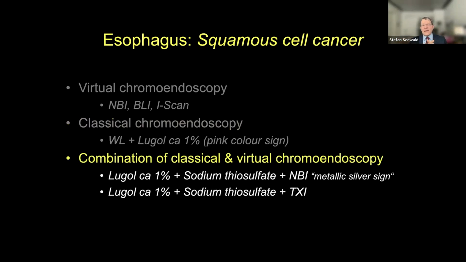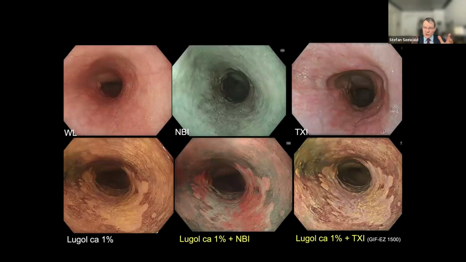So nowadays, we use, as I mentioned, virtual chromoendoscopy, but we can combine both. And still, the classical chromoendoscopy with Lugol plays an important role. I will show you with this picture all the possibilities we have nowadays. So this is the white light. And with the white light, you see here, as I mentioned, these small, subtle reddish changes in the squamous cell epithelium. So if you watch this in your endoscopy, you have to think of a potential squamous cell cancer.